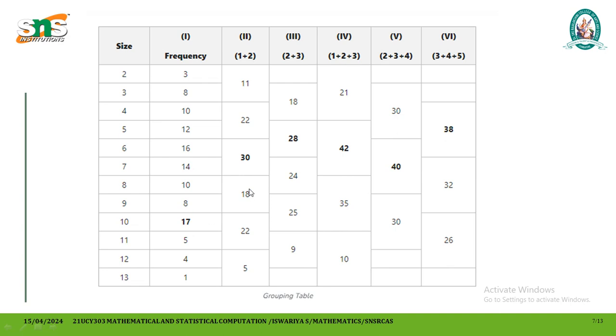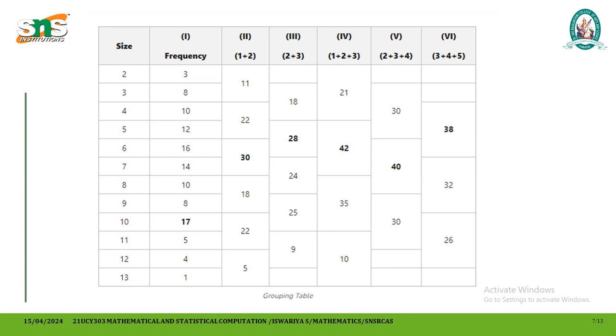That is, first we group the first two numbers. For the second step, we leave the first number and group the next two numbers. For the third step, we group the first three numbers. For the fourth step, we leave the first number, then group the three numbers. And for the final step, we leave the first two numbers, and after that, we group the three numbers. So this is the procedure for the grouping table.